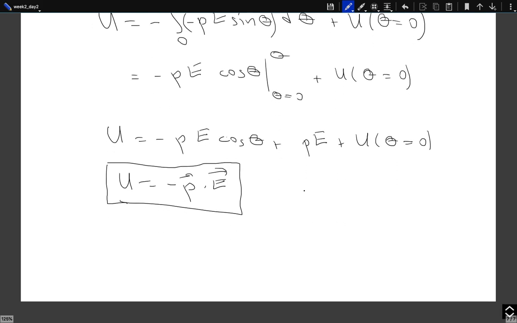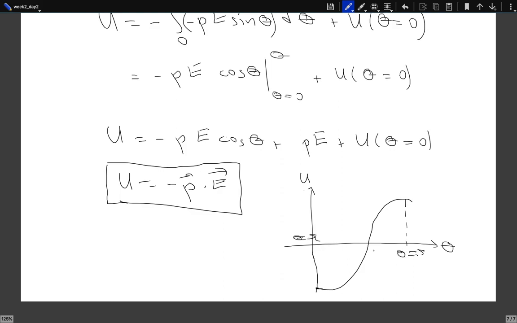So if you would plot it as a function of theta, at theta equal to 0, it is a minimum. At theta equal to pi, it's a maximum. This is theta equal to 0. Here you have theta equal to pi. So the system will always try to go to the minimum, which is theta equal to 0.